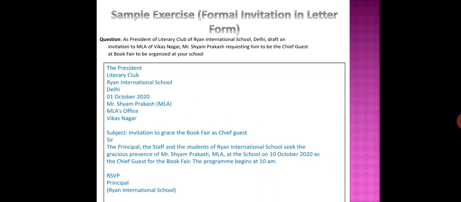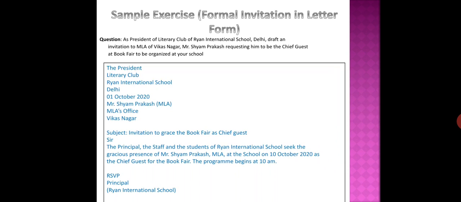An invitation is to be written to the MLA of Vikas Nagar, Mr. Shyam Prakash, and he is to be requested to become chief guest at book fair to be organized at your school. And you are the president of Literary Club of Ryan International School, Delhi. So this is the solution for this invitation, a sample solution.